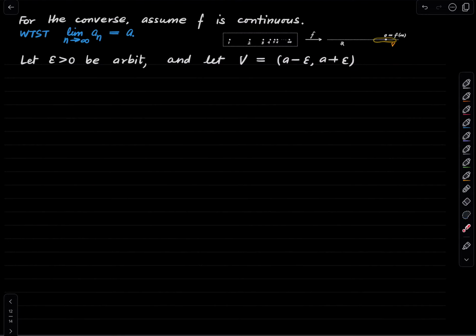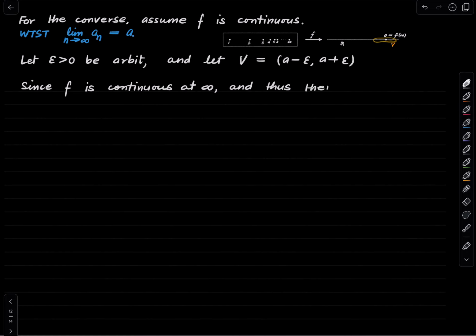Okay, so V is this interval, and we are given that f is continuous. Since f is continuous, it is in particular continuous at infinity. Therefore, there is a neighborhood O of infinity in this space such that f of this entire neighborhood goes inside V.